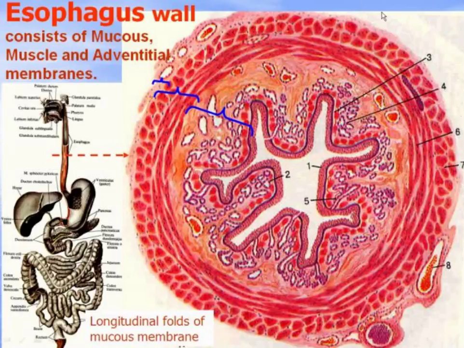Outer membrane, adventitial, above the diaphragm in the mediastinum, and the outer membrane below the diaphragm in the abdominal cavity is covered by serous membrane, visceral peritoneum, as other organs situated in the abdominal cavity.